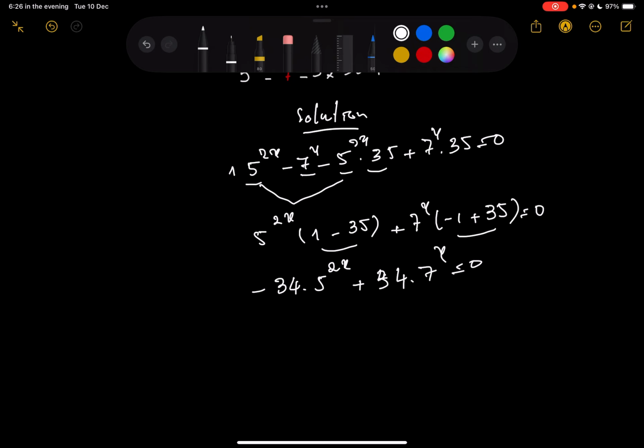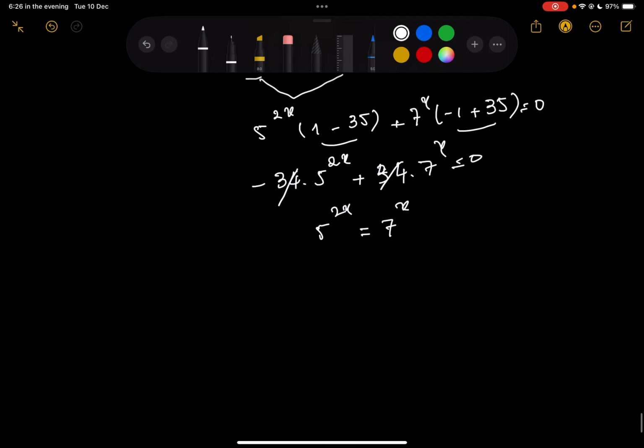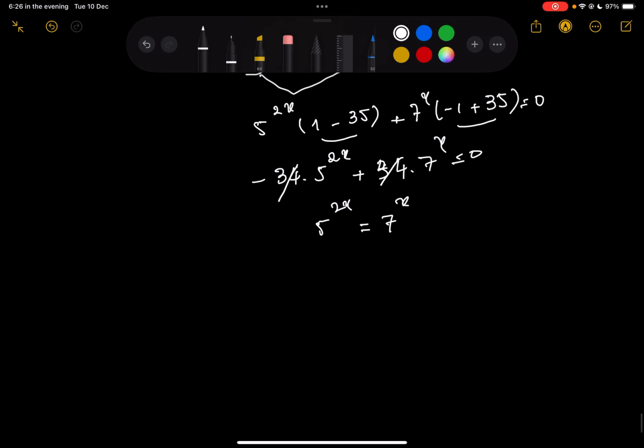And now we can simplify and cancel the 34, so the remaining 5 power 2h equal to 7 power h. Alright, now let me remind you how to solve the exponential equation. Look at this, if you have a power h and a power y, then we get h equal to y. And h and y are also sometimes a function that we need to determine.